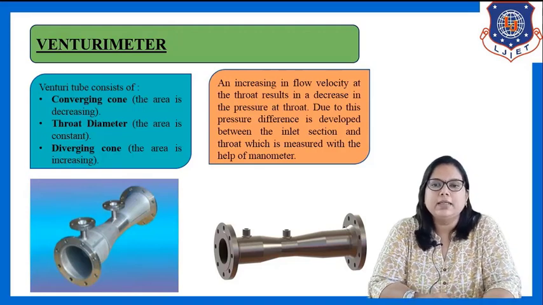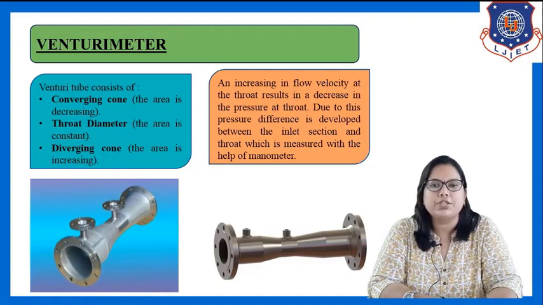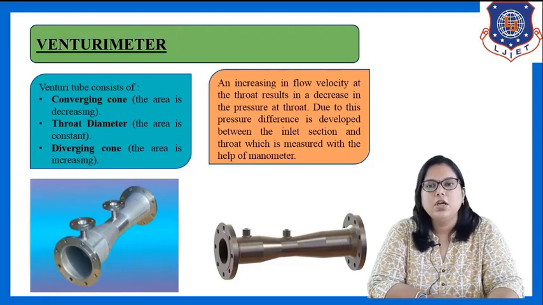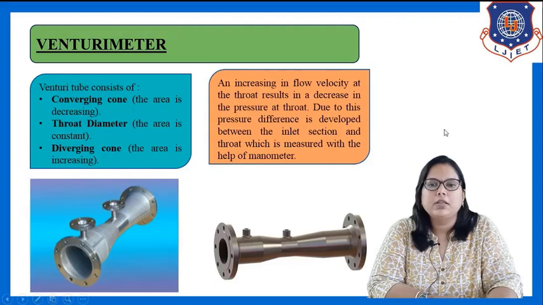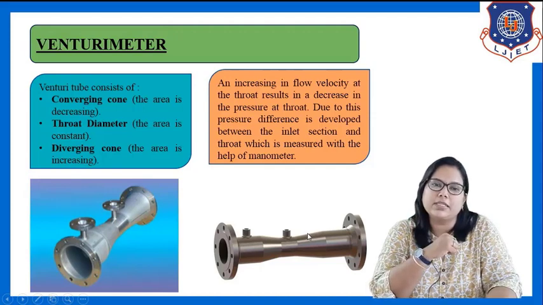See the figure. In the figure you can see this first section, starting from here to here. You can see this taper section, that means the area is decreasing. That is known as the converging cone, the area decreasing section. This middle part is the throat, which is of constant cross section. And this last part is where the area is increasing, that is known as the diverging cone. So this whole Venturimeter is divided into three sections: converging section, throat section and diverging section.